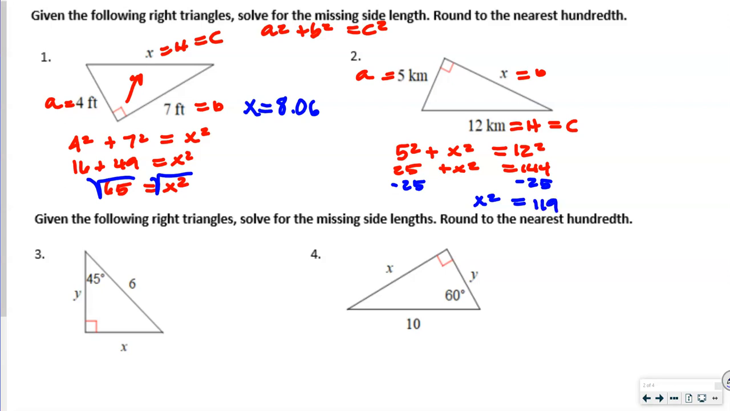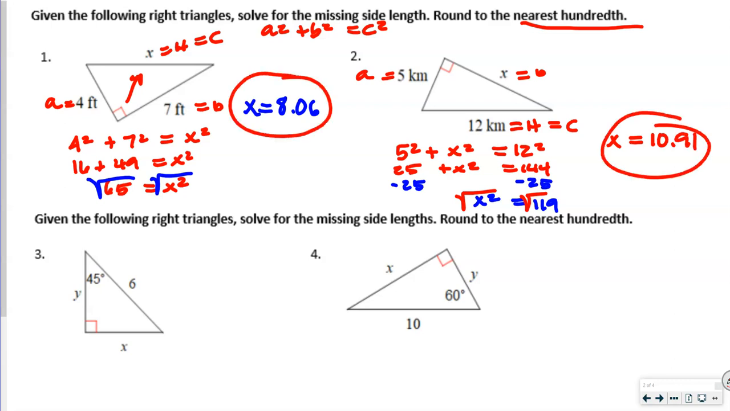And so again, we're going to take the square root of both sides. On our calculator, second x squared, that's the square root. It says the nearest hundredth here, okay? So we're going to, again, do 2 decimal places. 10.91 is our answer for that one. And this is our answer for our first one.